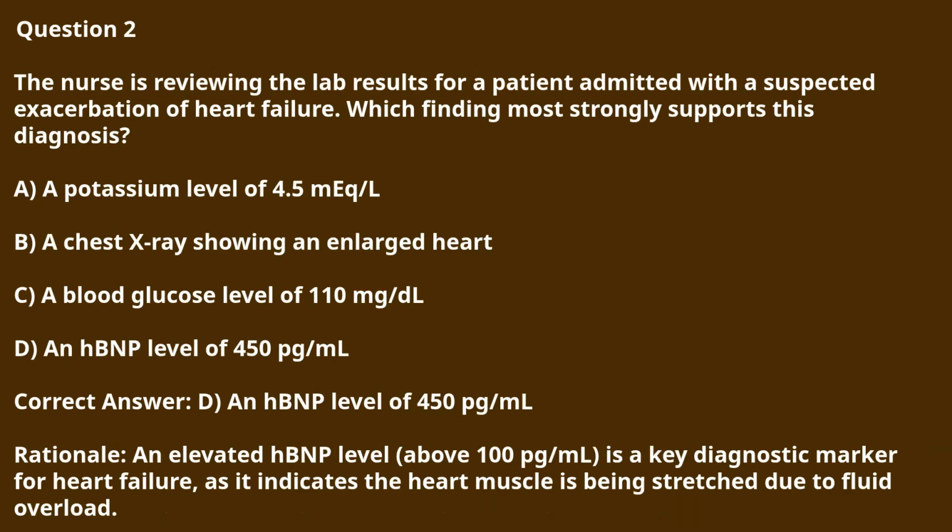Question 2. The nurse is reviewing the lab results for a patient admitted with a suspected exacerbation of heart failure. Which finding most strongly supports this diagnosis? A. A potassium level of 4.5 milliliters. B. A chest X-ray showing an enlarged heart. C. A blood glucose level of 110 milligrams per deciliter. D. A BNP level of 450. Correct answer D. A BNP level of 450.